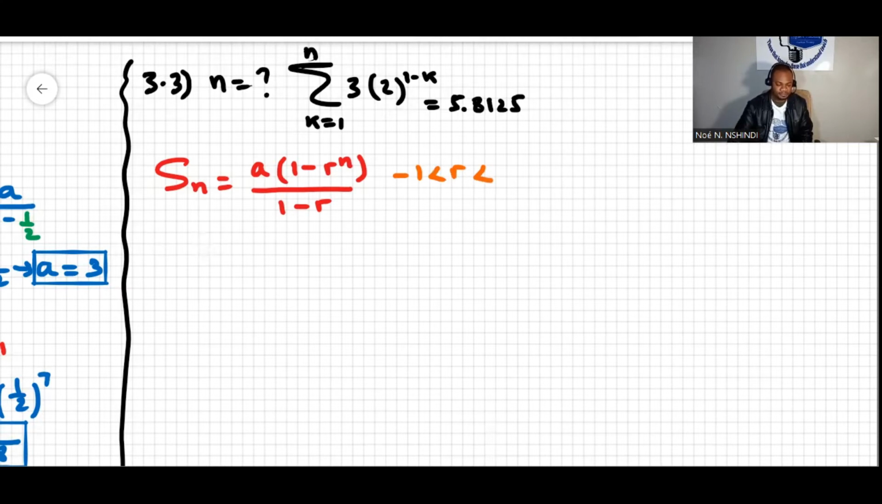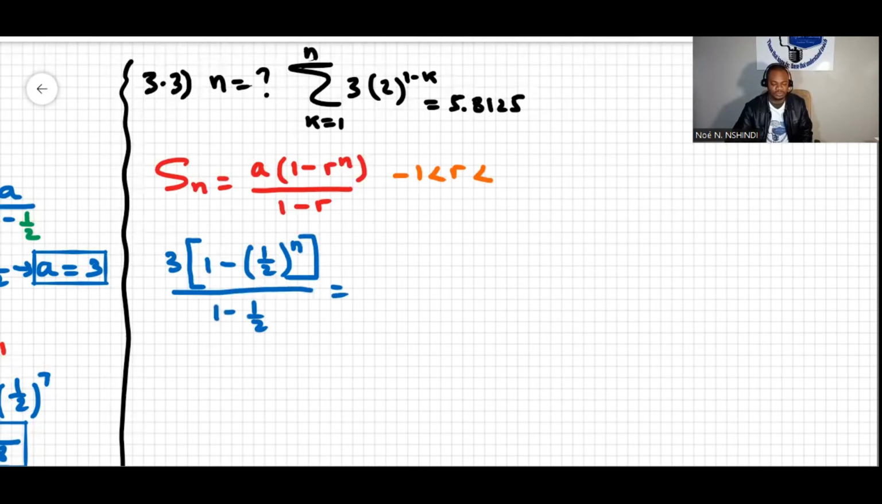So I'm going to say this is going to be 3 open square brackets and then 1 minus r, which is a half, to the power of n, all over 1 minus a half. So this is equal to 5.8125. And then 1 minus a half is just a half. So this is like 3 open square brackets, 1 minus a half to the power of n, over a half.